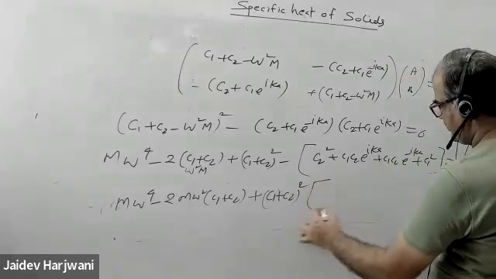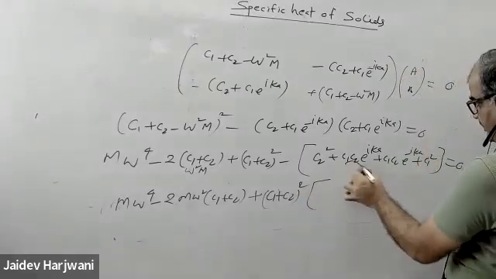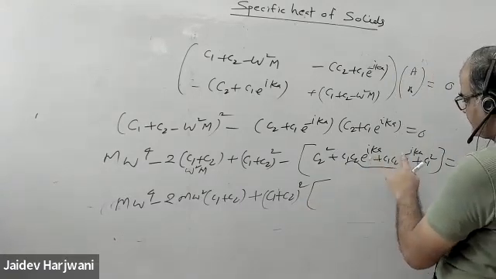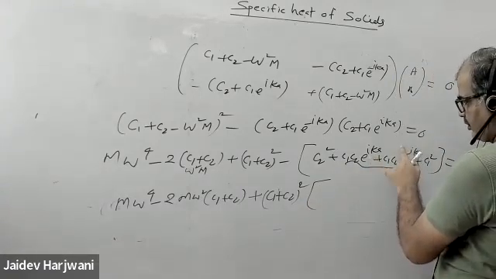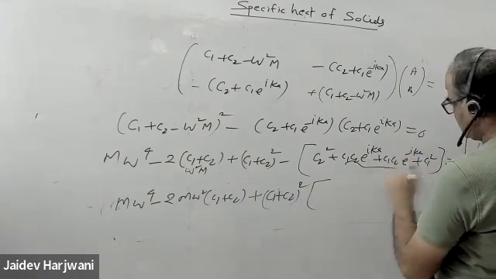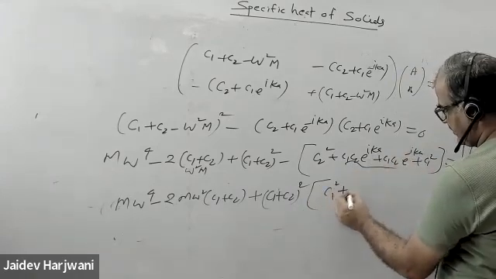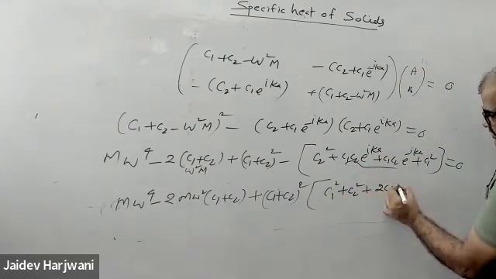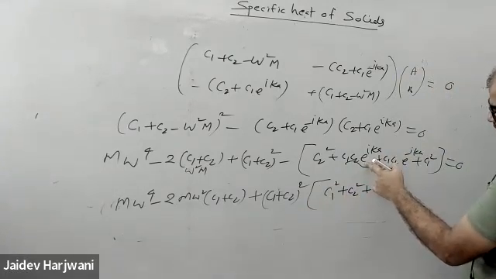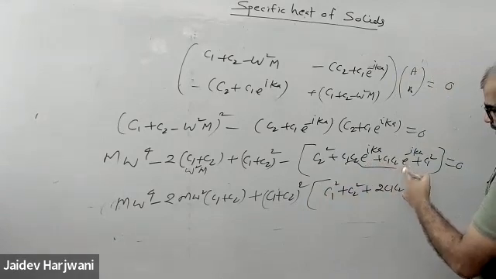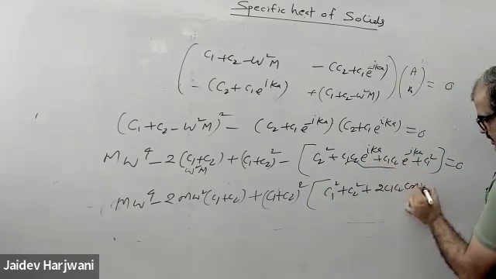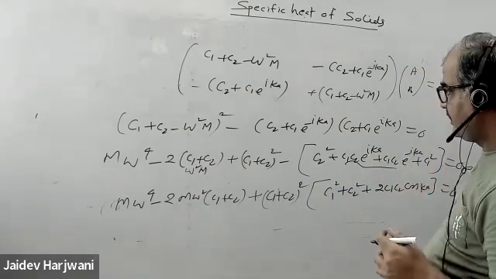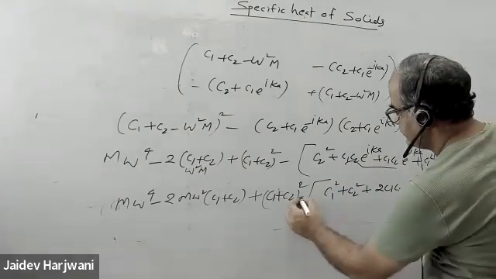And if I take C1 C2 common, this will become e power iota k plus e power minus iota k, which can be written as 2 cos k. So I have a C1 square, a C2 square, and 2 C1 C2, where e power iota k plus e power minus iota k gives you cos k. Are you getting what I'm doing here? Yes, sir.